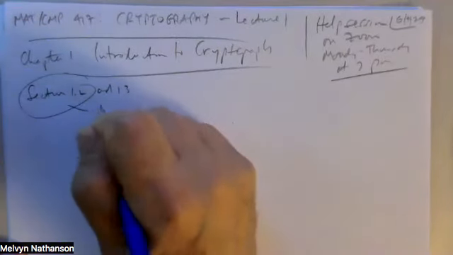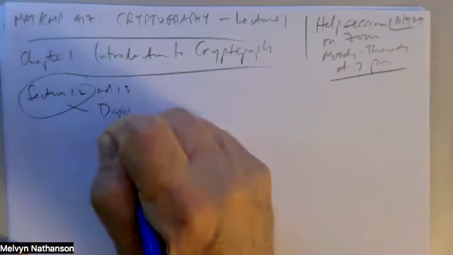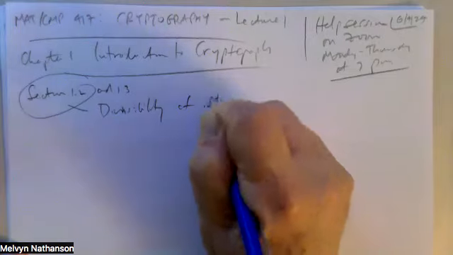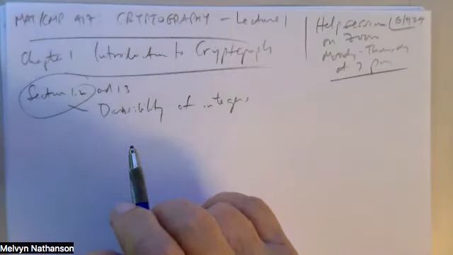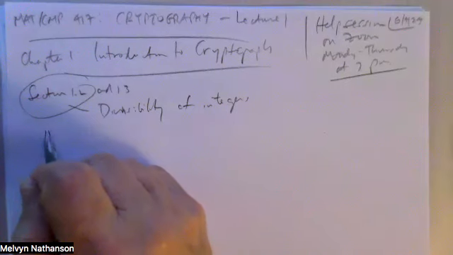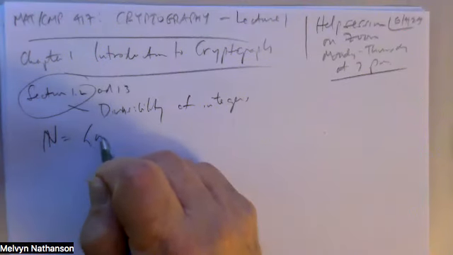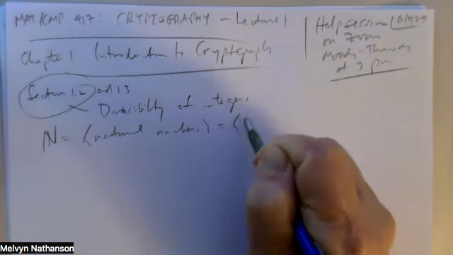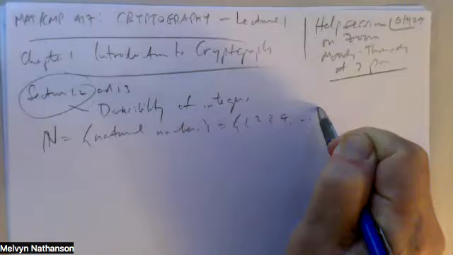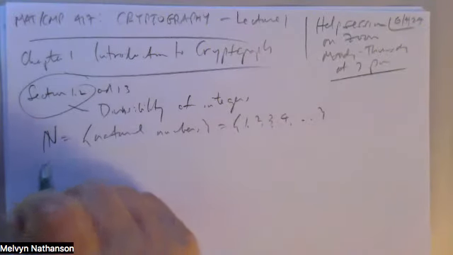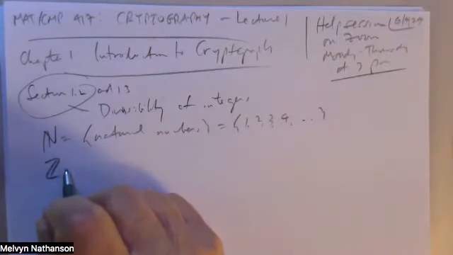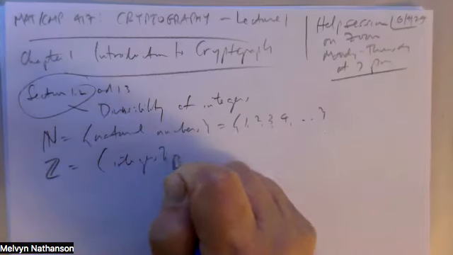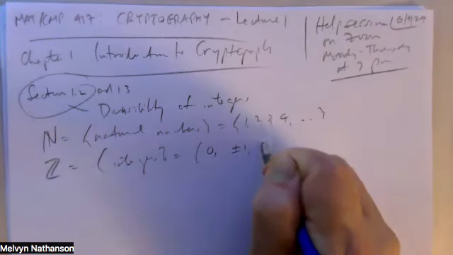And 1.2 is on divisibility of integers. So standard notation is N is the set of natural numbers, by which we mean the positive integers. Not zero. Zero is not positive. And this Z is the set of integers, positive, negative, and zero.